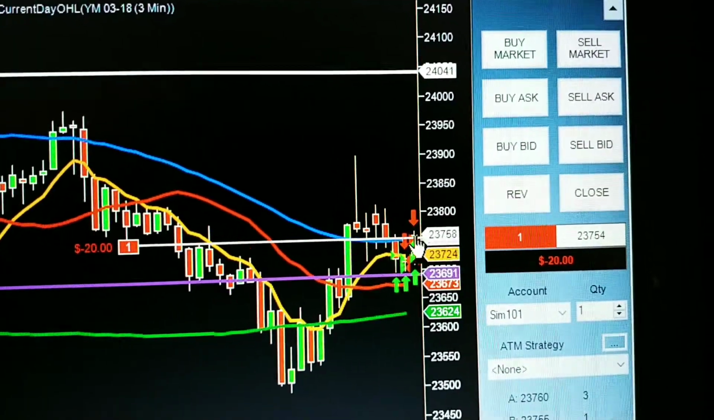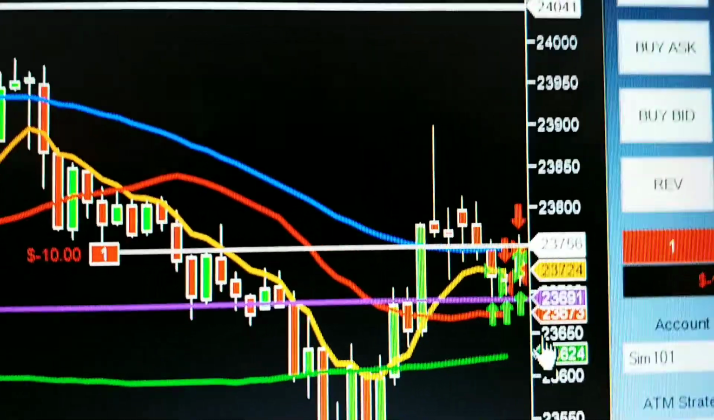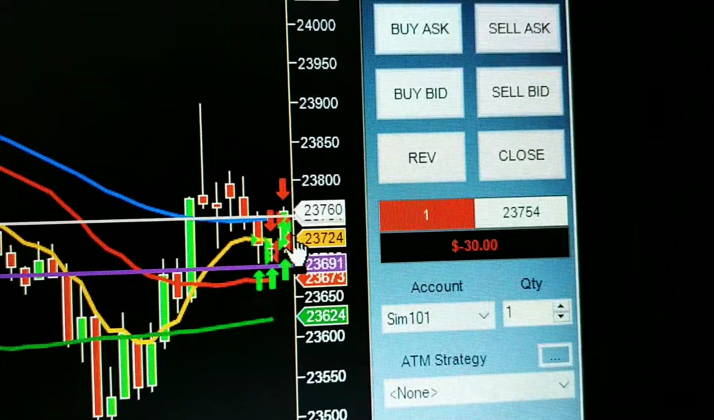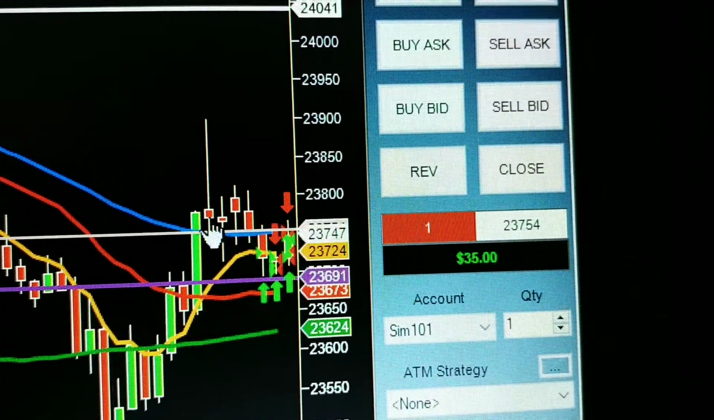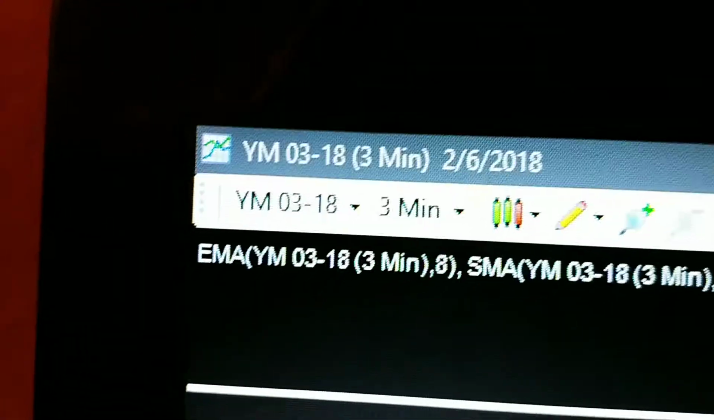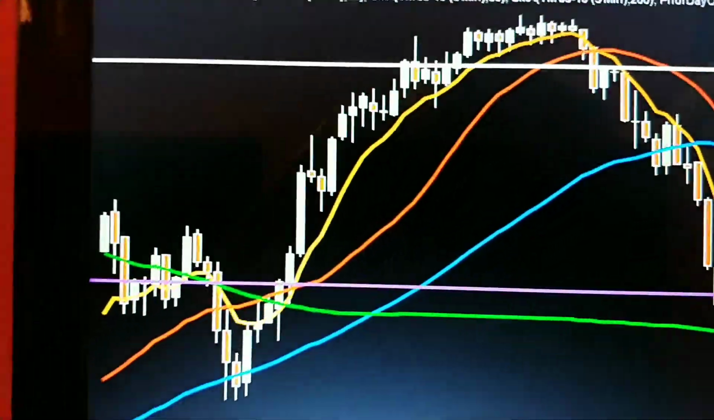50 right here. So I want it to go down. That's the candlestick I'm looking at right there. So look how each tick is a major move in the market. So the market is very volatile. This is the Nasdaq, the YM, the one that dropped out the sky yesterday.